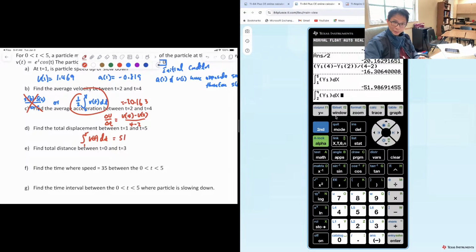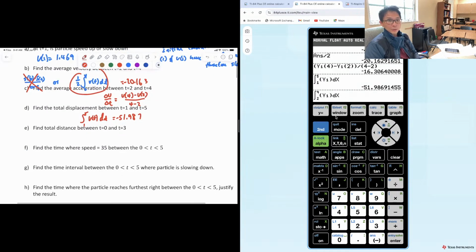Somebody double check my math though. It's negative 51.987, and that's all you're supposed to write. You cannot just write down negative 51.987. You have to write down the integration between 1 to 5 of v of t dt equal to negative 51.987. Does that make sense?